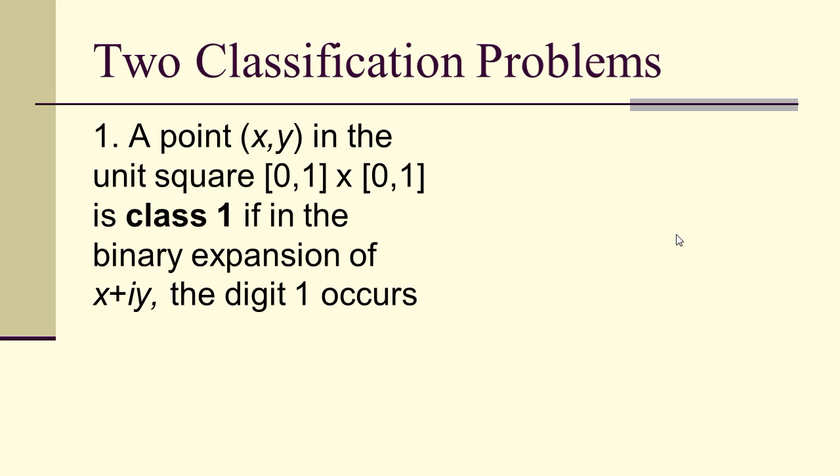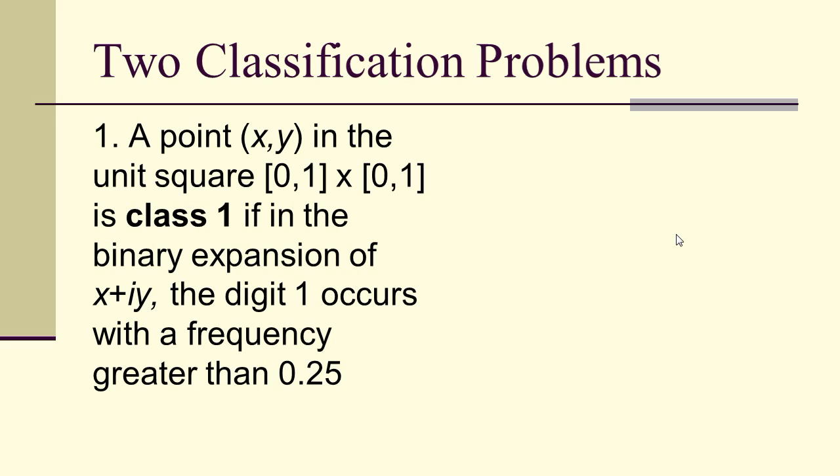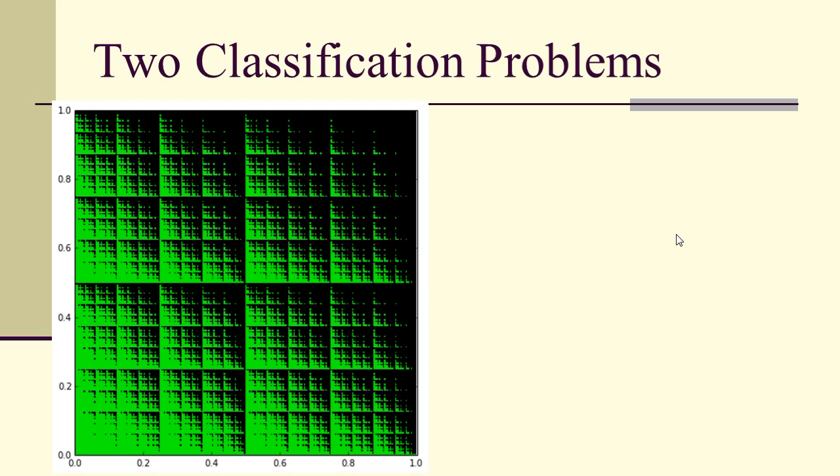So let's look, for example, and suppose that we have points in the unit square that are in class 1 if the point xy leads to the complex number x plus iy, and in x plus iy the digit 1 occurs with a frequency greater than 0.25. So class 1: the binary expansions of x and y have the digit 1 with a frequency greater than 0.25, class 0 if it's less. And we get this shape.